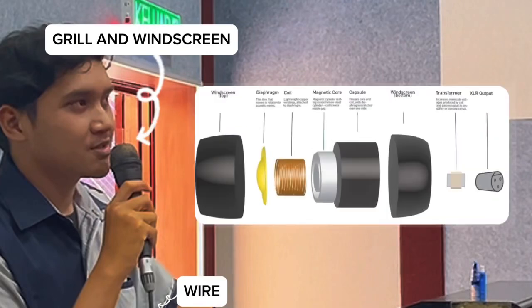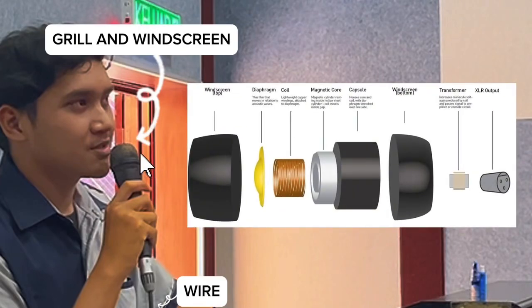Before we get into how a dynamic microphone works, let's look at its main parts. At the top, we have the windscreen, which helps to reduce wind and breath noise. Inside, there's the diaphragm, which moves when sound hits it, and the voice coil, which is attached to the diaphragm. Around it is the magnet, and this is where the concept of magnetism comes in.